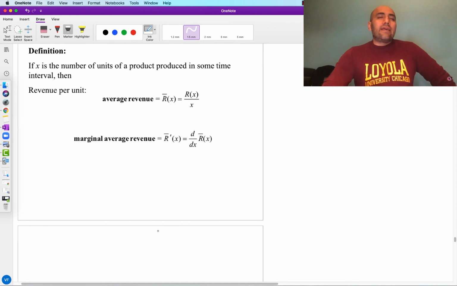More definitions. If X is the number of units produced in some time interval, then the average revenue is equal to the revenue divided by the number of units. So that will give us the average revenue. This R of X gives you the total revenue collected for X units produced. And if we divide them, we get that average revenue, which is indicated by this little bar on top. And then, of course, we have the marginal average revenue, which is the first derivative of that function. The derivative of the average revenue function will be the marginal average revenue function.